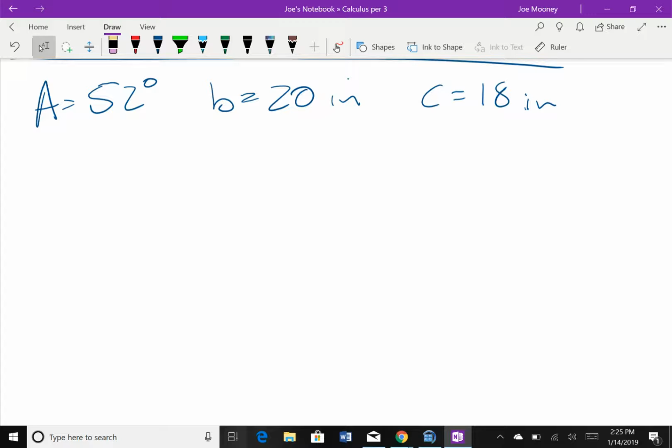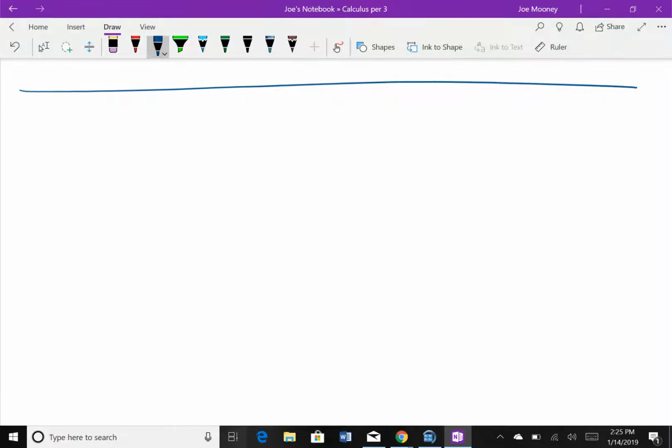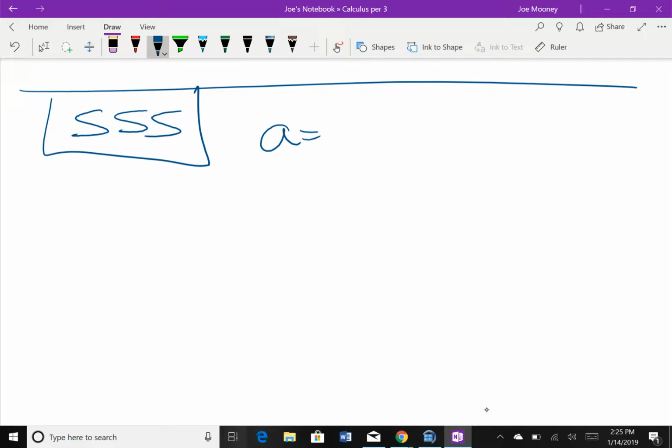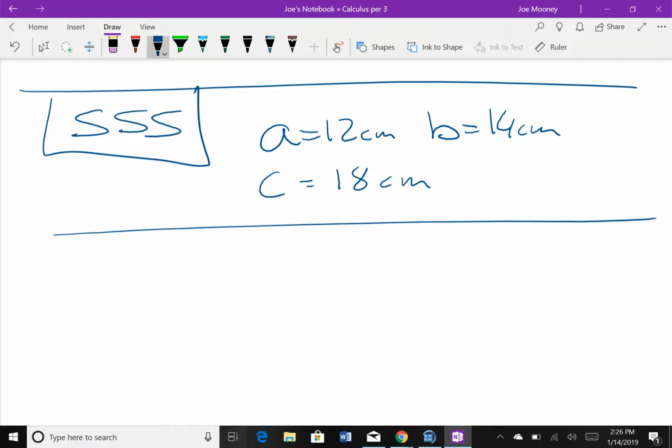Right. So we're going to do the other one because I want to push on here. Given the side relationship, we use the law of cosines in the two configurations: side angle side, side side side. Let's think about this for a second. I'm going to give you A equals 12 centimeters, B equals 14 centimeters, and C equals 18 centimeters.